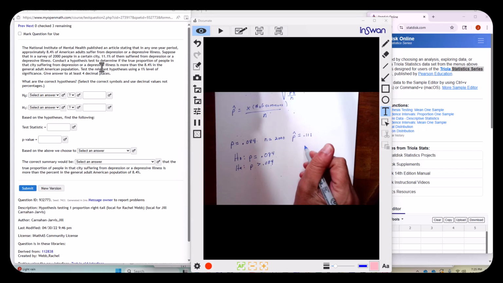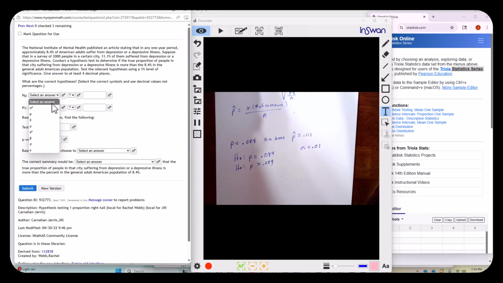And we're going to do alpha is 0.01, or 1%. Okay, so our hypotheses: our null is going to be p equals, we use decimals, not percentages, 0.084, and the alternative is p is greater than 0.084.